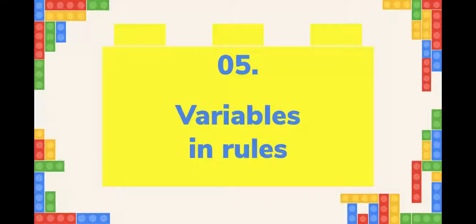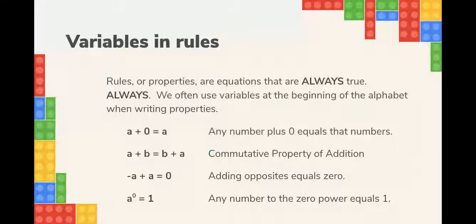A final way that we can use variables is within a rule or a property. Rules or properties are equations that are always true. Always. We often use variables at the beginning of the alphabet when writing properties. For example, any number plus 0 is equivalent to that number. We write that as a plus 0 equals a.